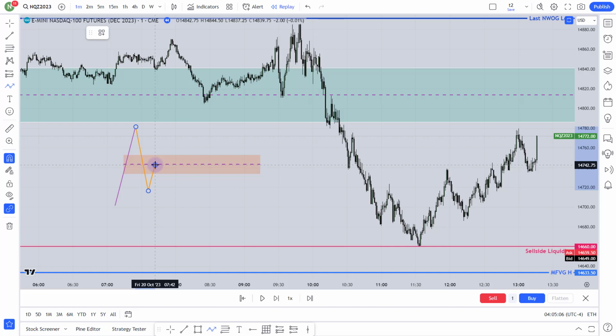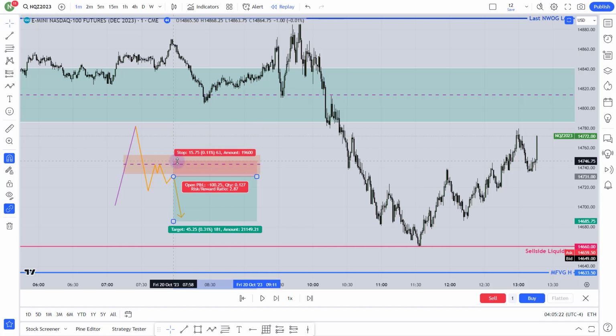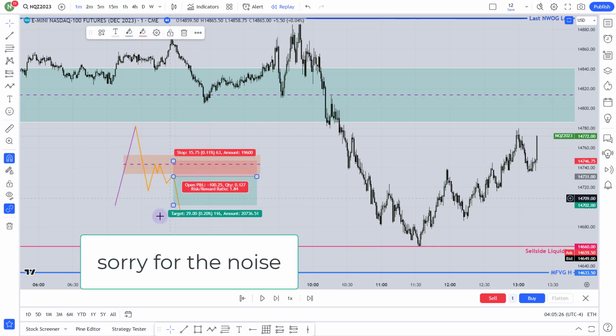Our expectation should be it will be rejected from the consequent encroachment, and then it will come back to the lower part of this fair value gap. We will take our sell over here, and it will take the sell side liquidity. That is our overall expectation, and your stop loss will be above the swing high. That should be your expectation, the way you will trade the fair value gap.